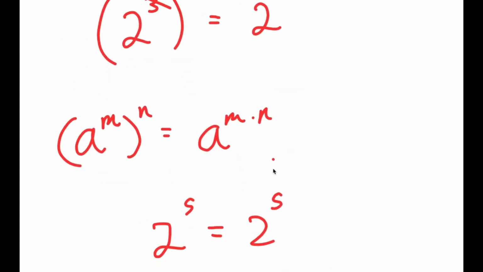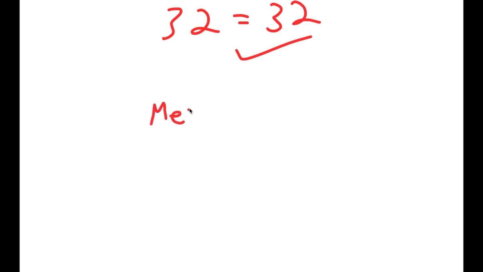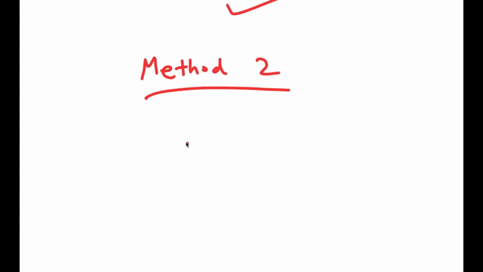This is right. Now, I also have a second method of solving this problem. So for the second method, we have the same equation, 8 to the power of x is equal to 32, and this is a simpler method.